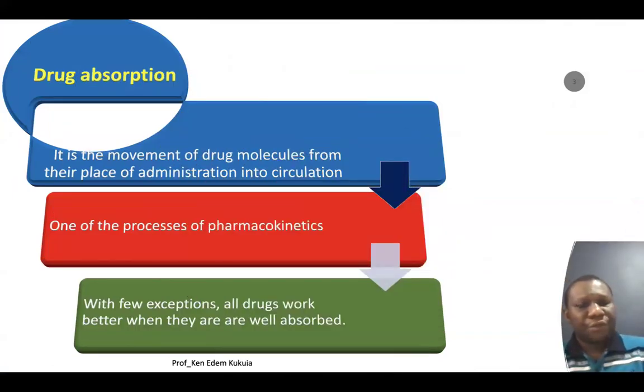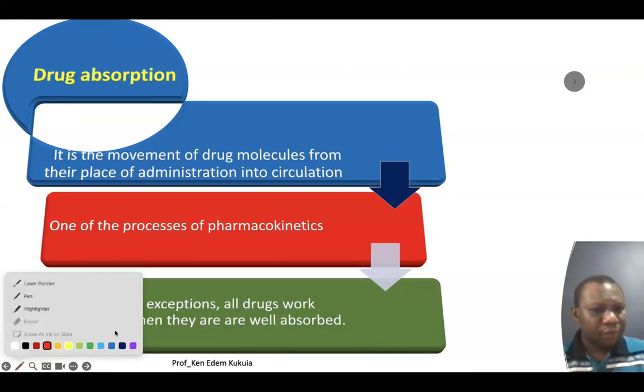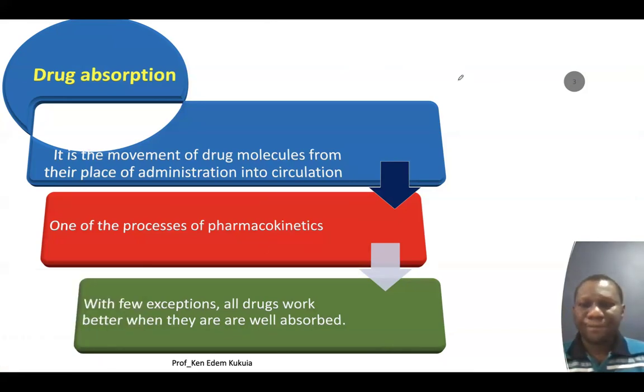Now, when you talk about drug absorption, just picture a scenario. Just give me a moment. Pick my pen. So picture a scenario where you have drug molecules. These dots are my drug molecules, all right? And then let me change the color. And this is my blood vessel.